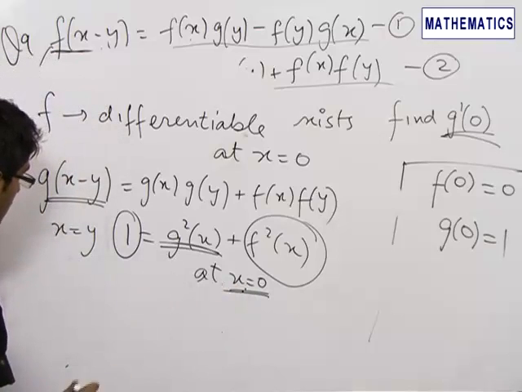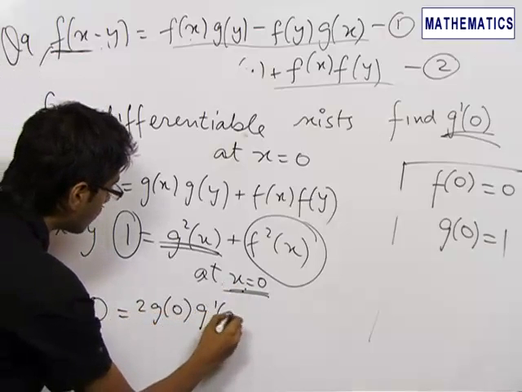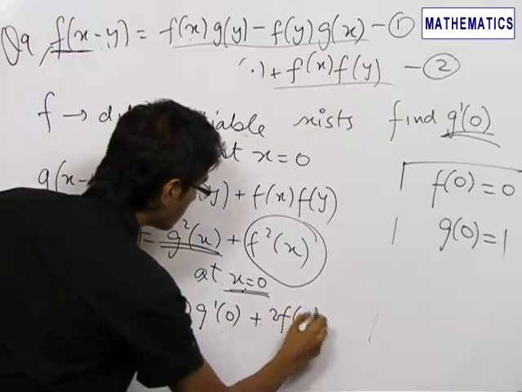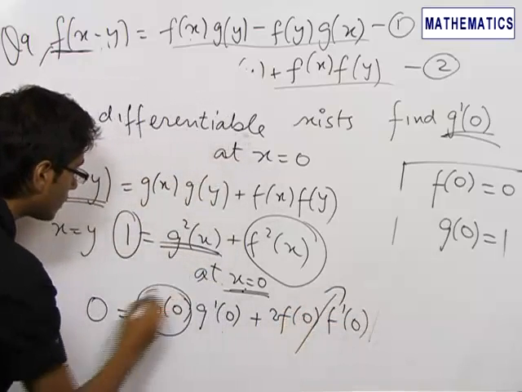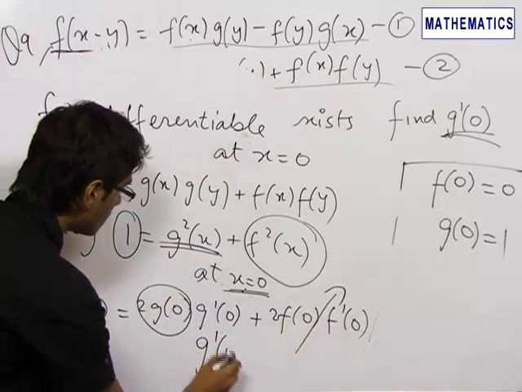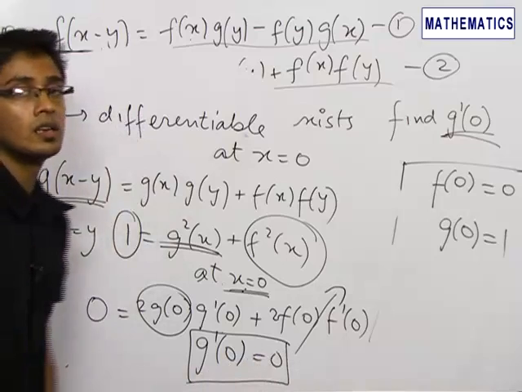So differentiating both sides, we get 0 = 2g(0)g'(0) + 2f(0)f'(0). f(0) is 0 and g(0) is 1, so g'(0) is equal to 0, which is our final answer.